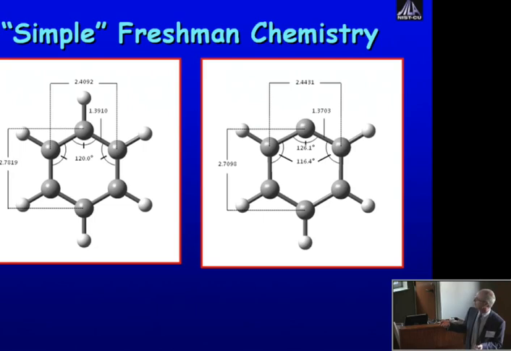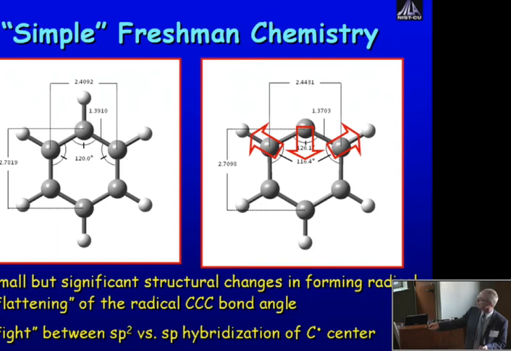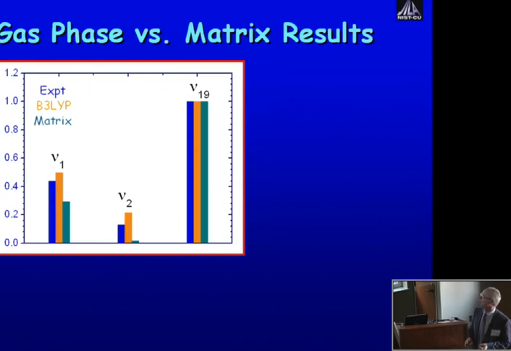What you end up having, I like simple freshman chemistry pictures because I often teach freshman chemistry. But basically, this is a picture of what one might anticipate to be happening for the deformation of the phenyl radical. My simple picture is this flattening of the carbon-carbon-carbon bond angle, which I think of as a fight between sp2-type hybridization in benzene versus a more sp-type hybridization of the carbon radical center in phenyl radical. But I'm speaking to people that do this so much better than I, so I'll just shut up in that way.